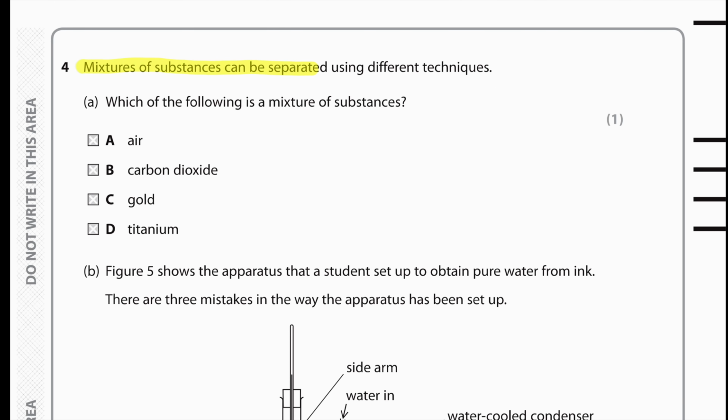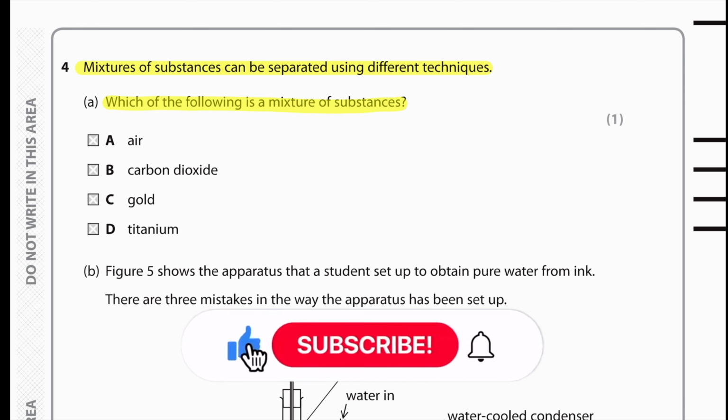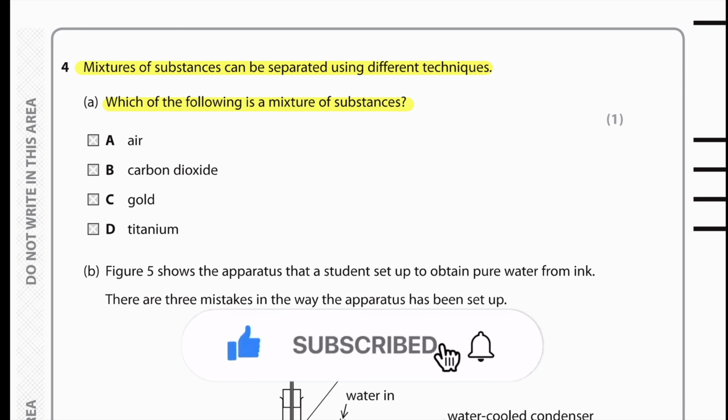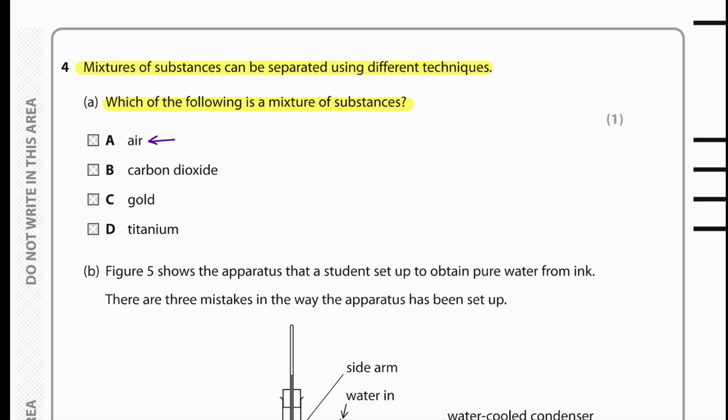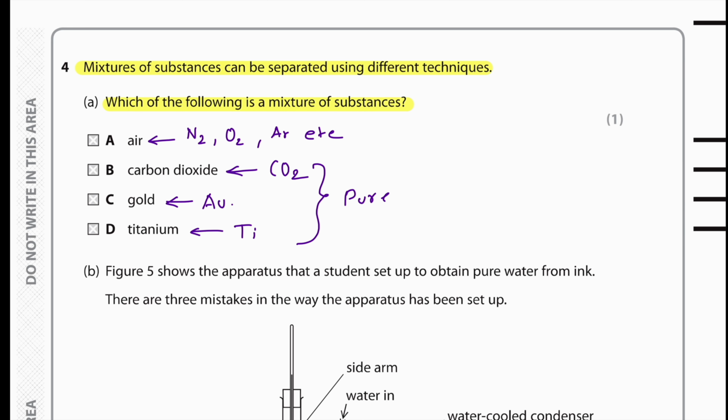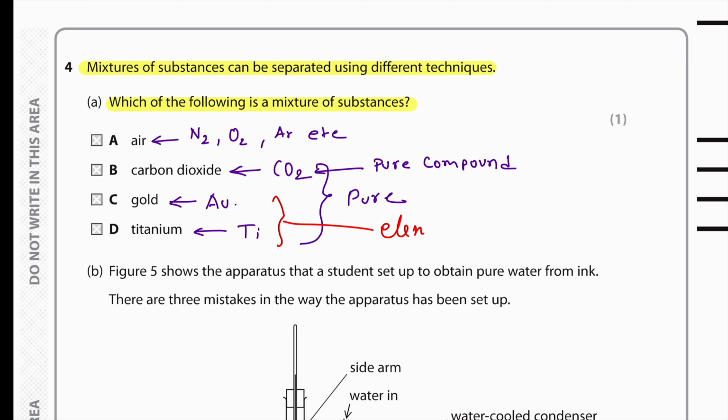Mixtures of substances can be separated using different techniques. Which of the following is a mixture of substances? So we know air consists of many types of gas molecules, mainly nitrogen, oxygen, argon, etc. Carbon dioxide is a pure compound. Gold is just a pure element. Titanium is also a pure element. So you can see these three, they are pure. This one is a pure compound, and the other two are elements. So air will be a mixture of substances.